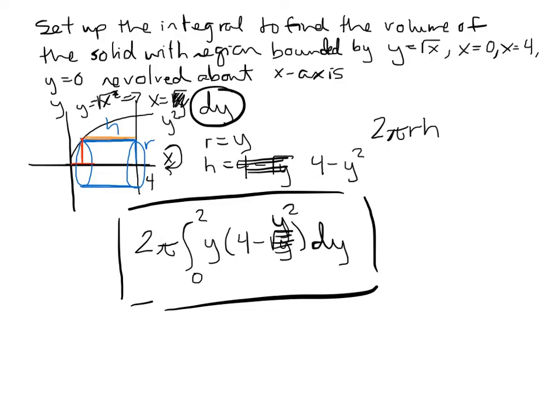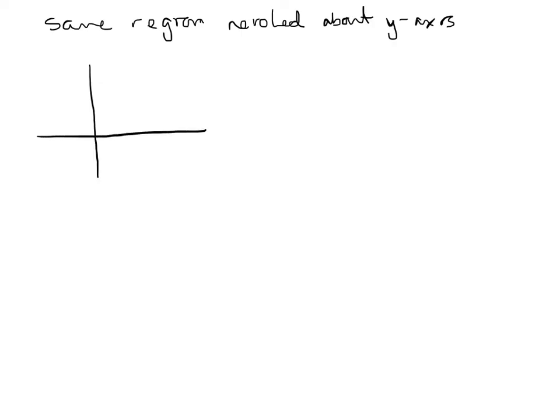So now, same region, but let's revolve it about the y-axis. I'm going to draw the picture. We've got y equals root x. x equals 4. And this time we are going to rotate it about the y-axis.